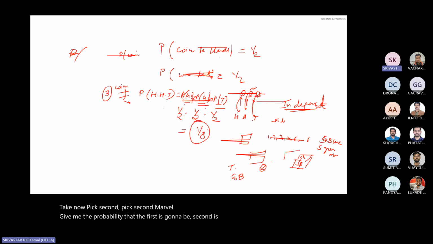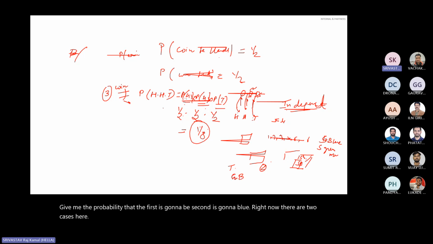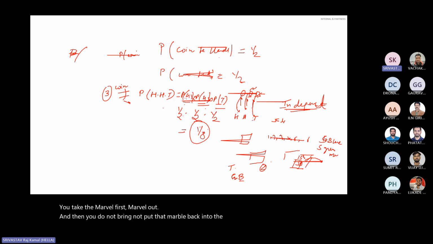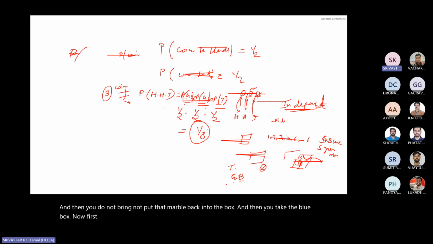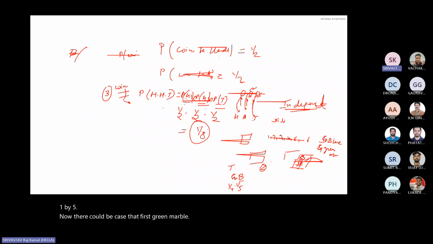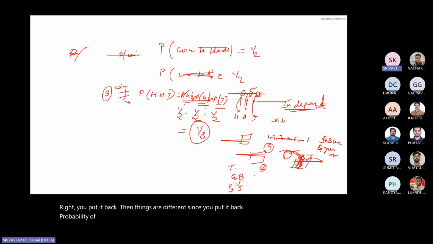Right. Now there are two cases here. First case, you take the first marble out, and then you do not put that marble back into the box, and then you take the blue marble. Now first you pick green, so there are 5 blue, 4 green. Probability of green is 1 by 4. Probability of blue is 1 by 5. Now there could be a case where the first green marble is put back in the box. You took the green marble out, you put it back, then things are different. Since you put it back, probability of picking one more green marble would be again 1 by 5.